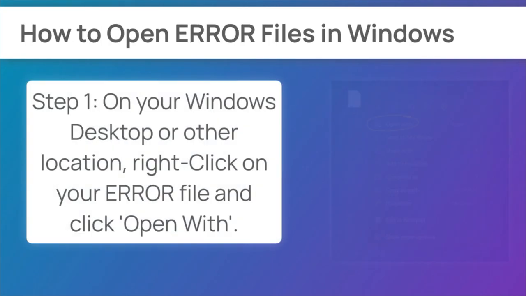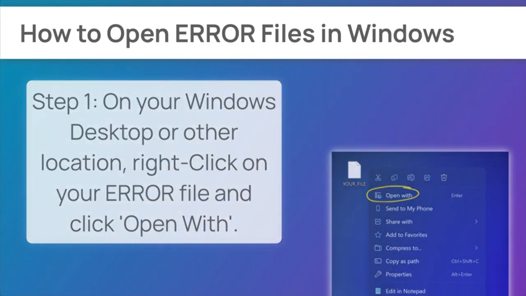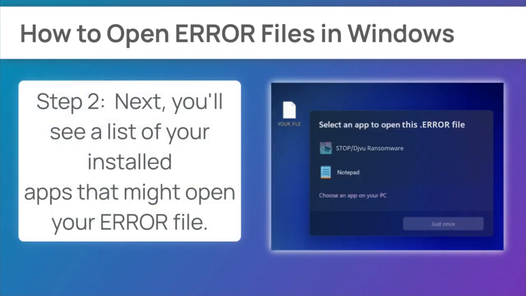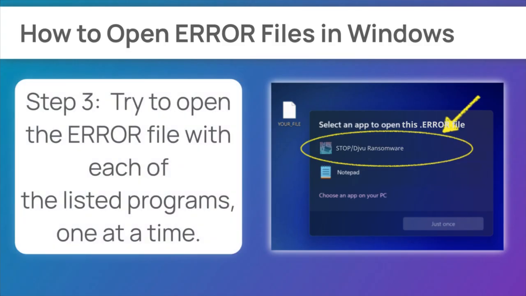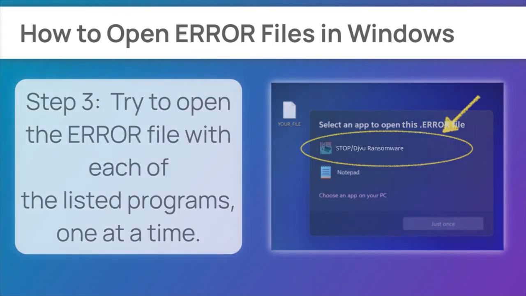The first action is to find a compatible app. Right-click your error file and click Open With. Test STOP/Djvu ransomware if available. If it is unavailable, choose another program. We need to find the specific decoder.